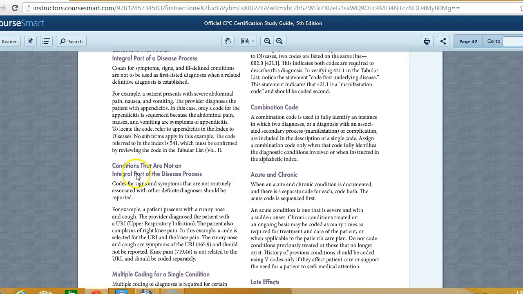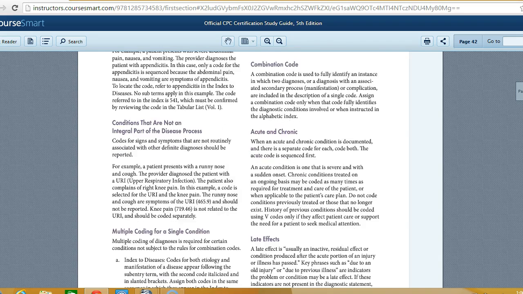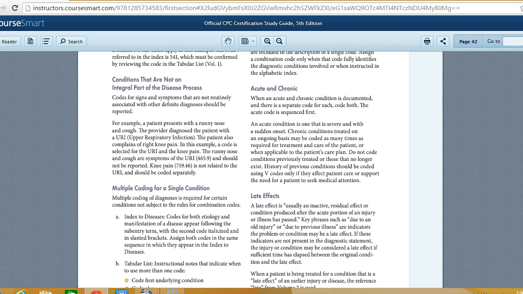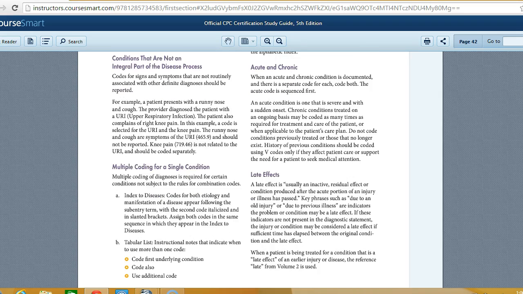Now, conditions that are not an integral part of the disease process. If you have, for example, an upper respiratory infection, and then you have a sign or symptom of knee pain, those two things can be coded together. The knee has nothing to do with the lungs. So therefore, you could code those signs and symptoms with that upper respiratory infection. Multiple coding of a single condition. Make sure you go and look at that.